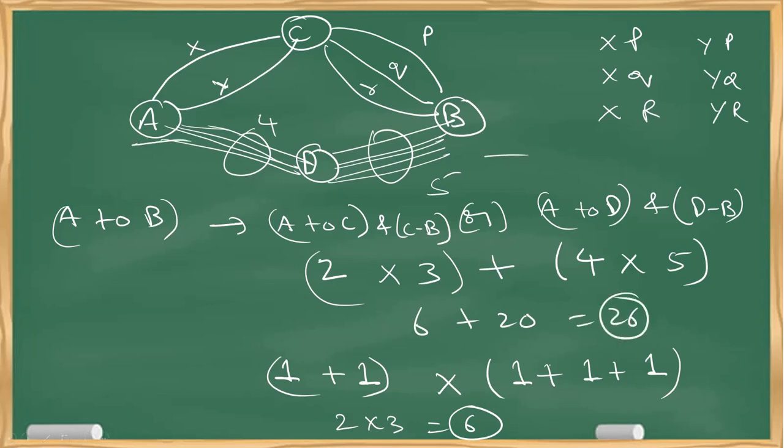The condition is A to B connected via C, through A to C two ways, C to B three ways, and A to D four ways, D to B five ways. Okay, this is one of the best applications of counting. Now let us apply this counting rule to the kind of questions they ask in competitive exams. Okay, we shall proceed with that.